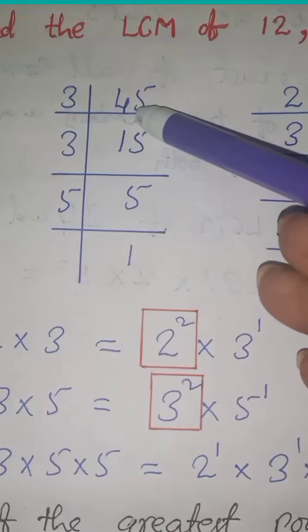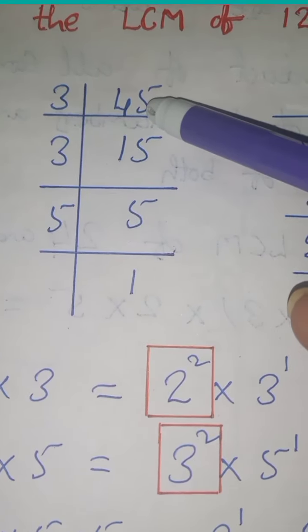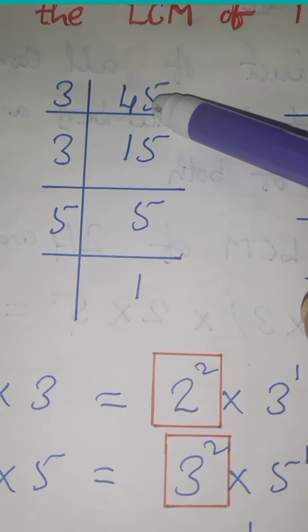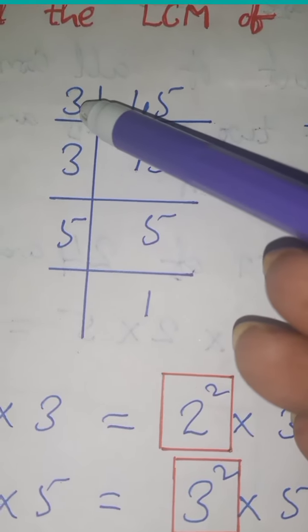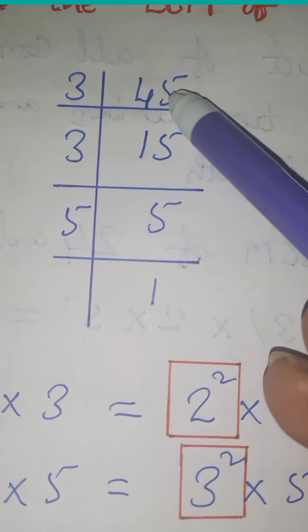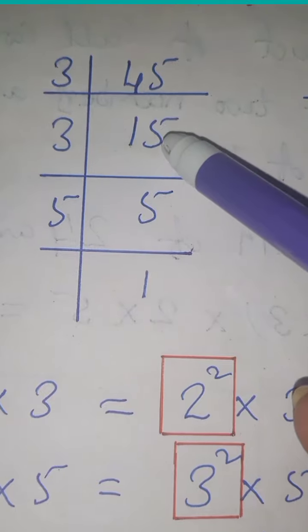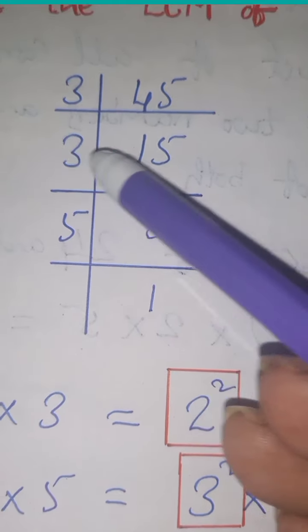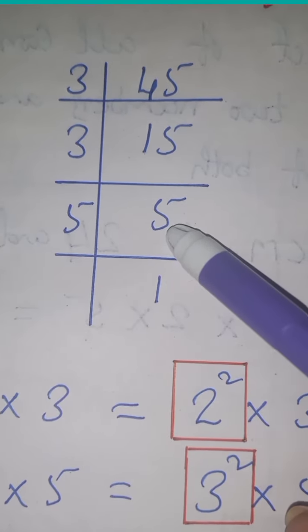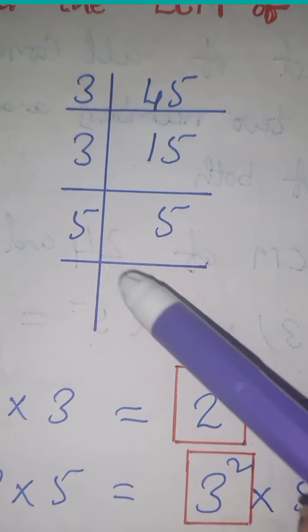Next number is 45. 45 is not divisible by 2, so here we take 3. 45 divided by 3 gives 15. 15 divided by 3 again gives 5. 5 divided by 5 gives 1.